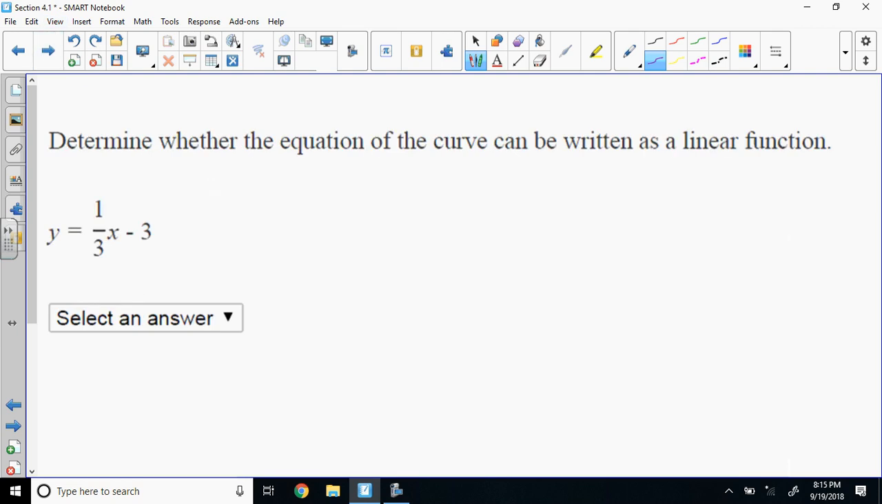All right. Determine whether the equation of the curve can be written as a linear function. What they're wanting you to understand is, they're about to give you oodles of different equations, right? So they want to know, can you pick out a linear equation? What are some of the prerequisites for a linear equation? Anybody? Yeah, a constant rate of change, constant rate of slope.